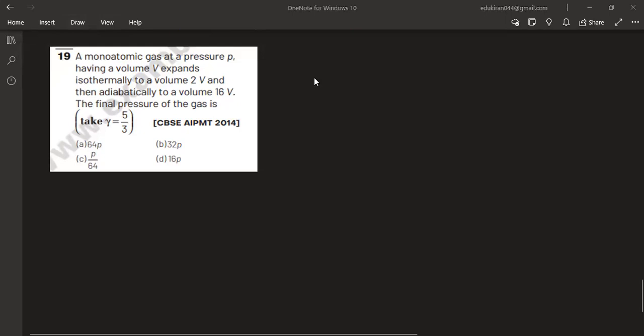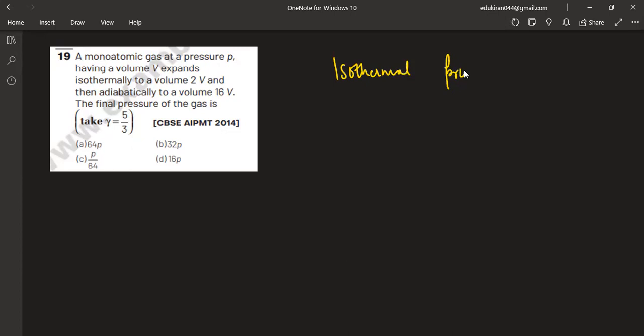Option C. So all of you have got the correct answer. Yes, Hanifa, now your answer is right. Saifullah's answer is correct and Alan Jason's answer is right. See, for the first part, a monoatomic gas at a pressure P having a volume V expands isothermally to a volume 2V. Then adiabatically. We'll leave adiabatic right now. Let's jump to isothermal.